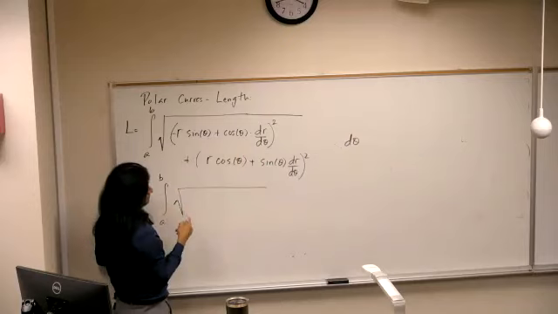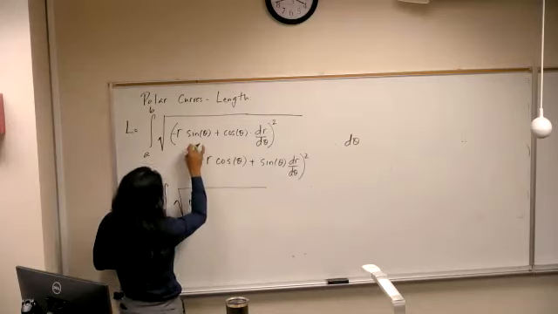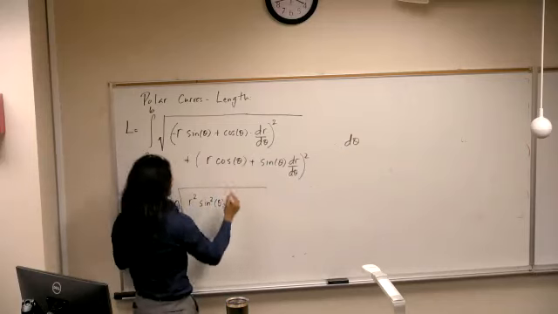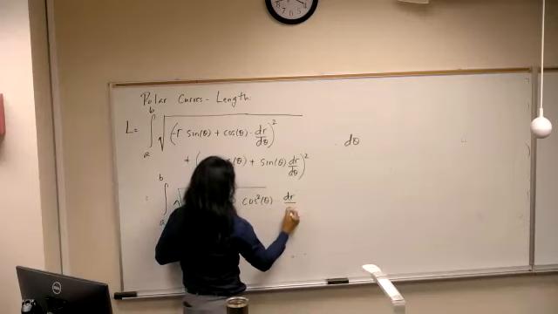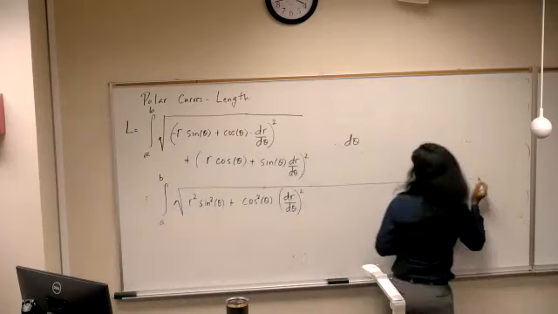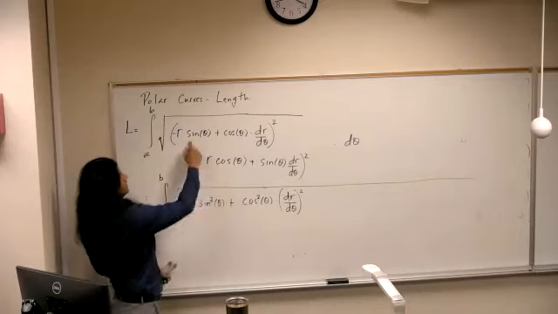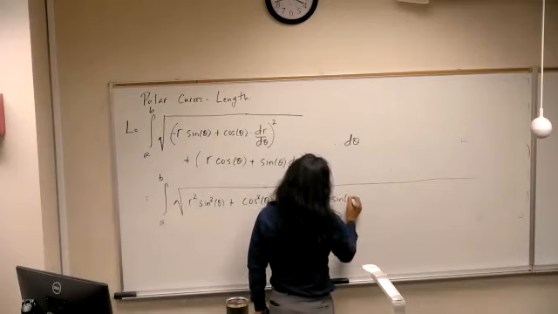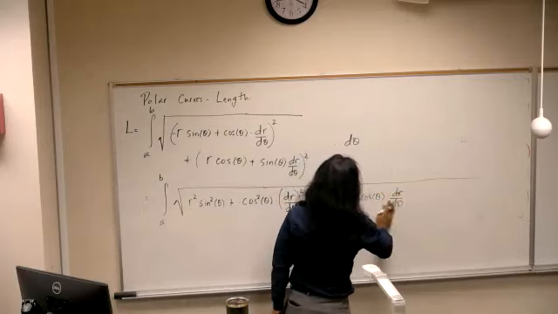You can distribute, FOIL, whatever. A plus B squared is A squared, which is r squared sine squared theta, plus B squared, cosine squared theta times dr over d theta squared. Longest group. A squared, B squared, 2AB. So minus 2r sine theta cosine theta times dr over d theta.